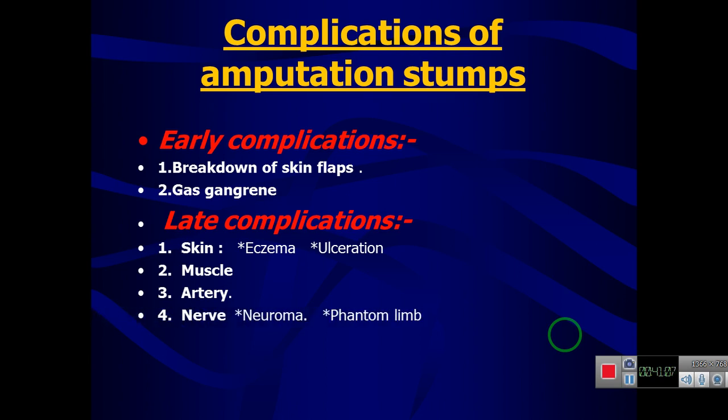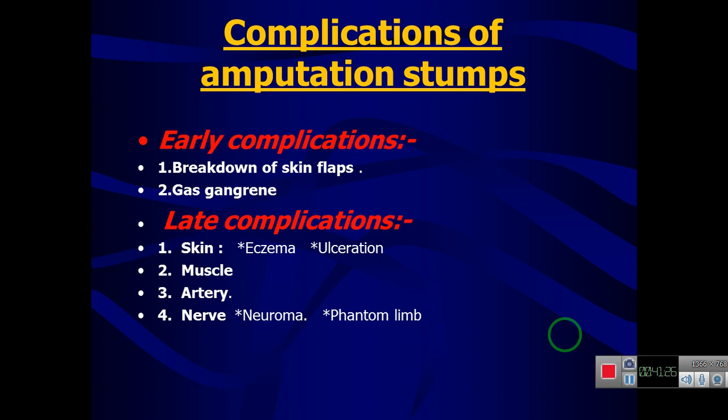Number four, nerve. In nerve we have a neuroma, which means a cut nerve forming a pulp called neuroma. Occasionally this is painful and tender. Management is by excising 3 cm of the nerve above the pulp. Sometimes it is needed to eliminate the pain.